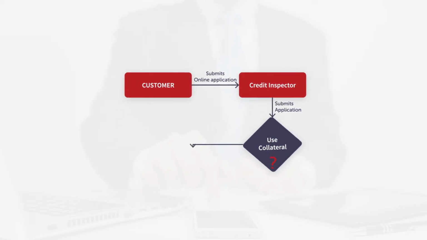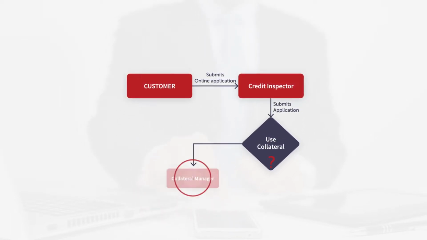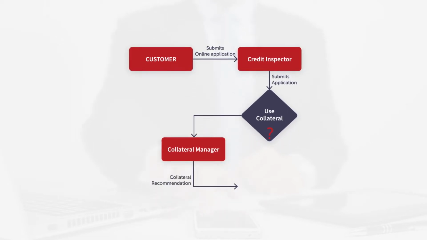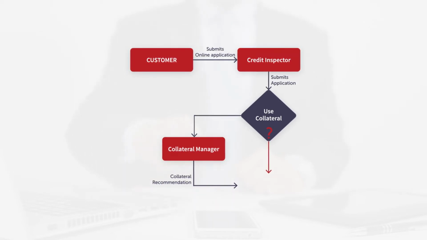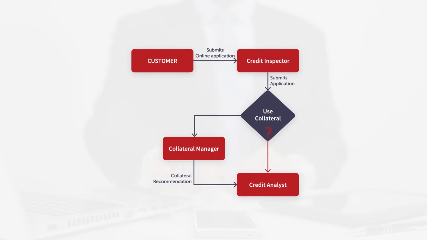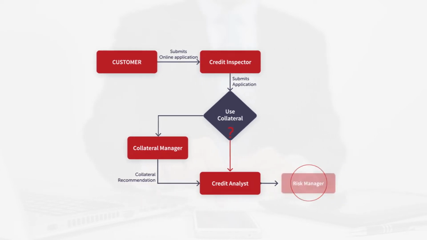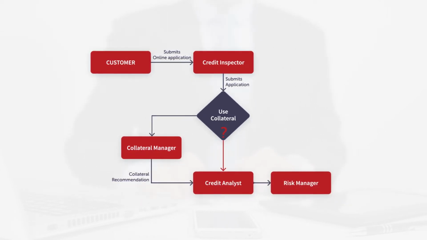In the case of a secured loan, the collateral manager specifies the estimated cost of the collateral and provides recommendations. Financial score points will be calculated automatically. The credit analyst provides the qualifying analysis and makes a recommendation on what decision should be made. After that, the risk manager verifies the loan application and makes the final decision.